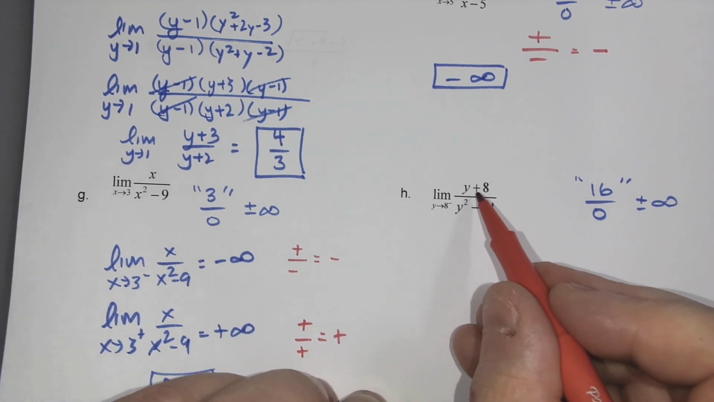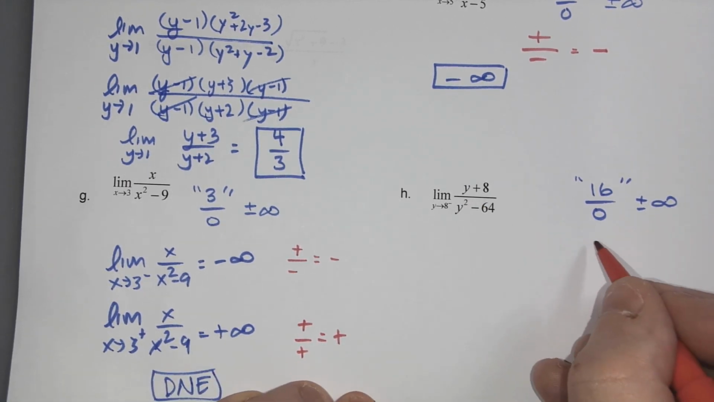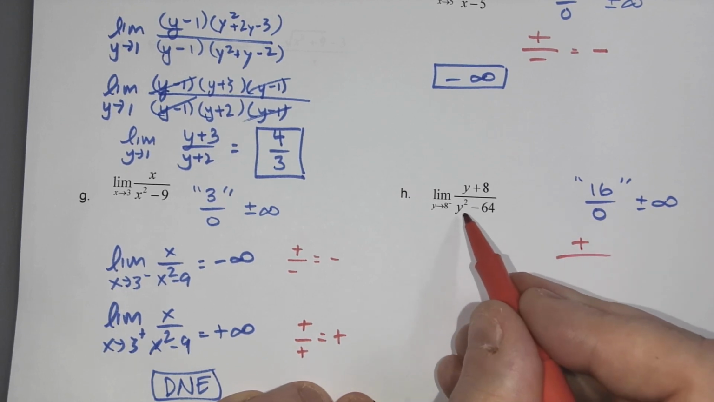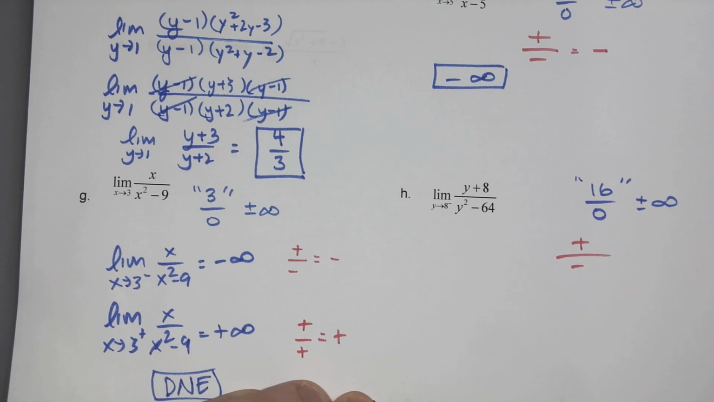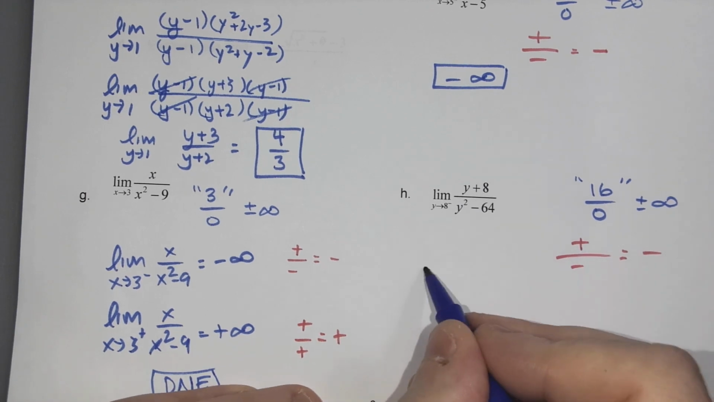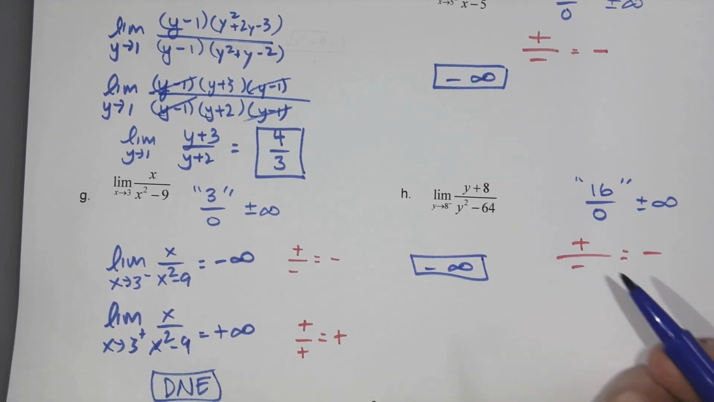Approaching 8 from the left, so like a 7.9 plus 8 would be positive. 7.9 squared is a little bit less than 64, so if we subtract 64, that'll be negative. And a positive divided by a negative would be negative. So the answer to this one is negative infinity.